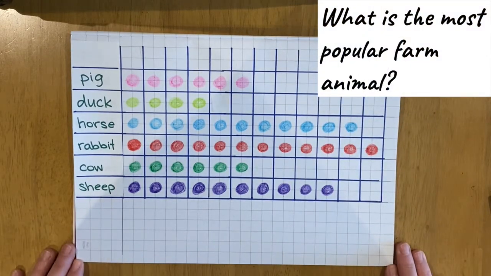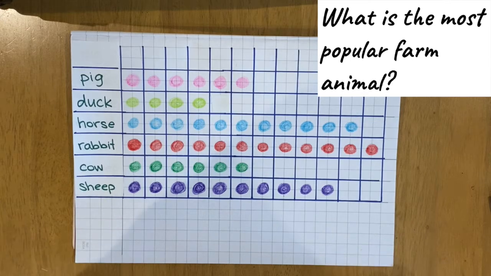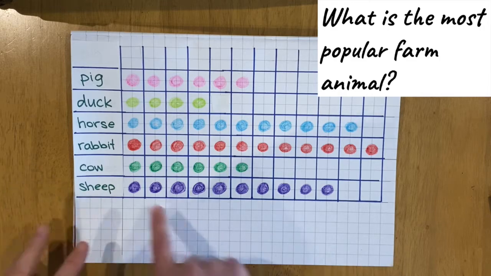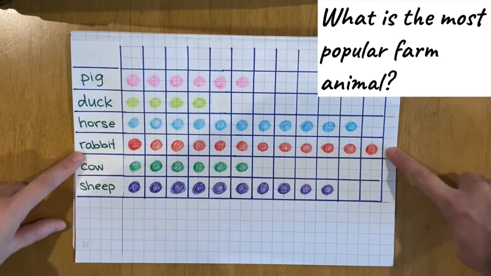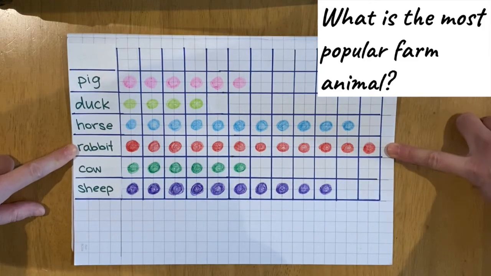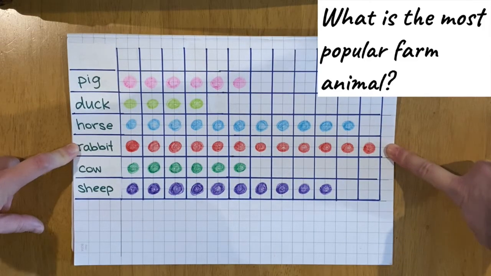Next question. What is the most popular farm animal? So popular means it's something that people really like. Most popular means which one do people vote for the most? So we have to look at the one that has the most dots. That is rabbit. The rabbit is the most popular farm animal.